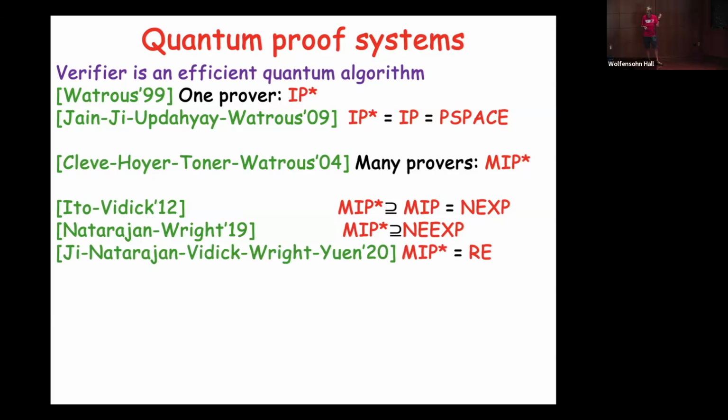RE is the class we saw in the beginning. It's the class defined by the halting problem, an undecidable problem. Undecidable problem statements can be proven to an efficient quantum verifier.